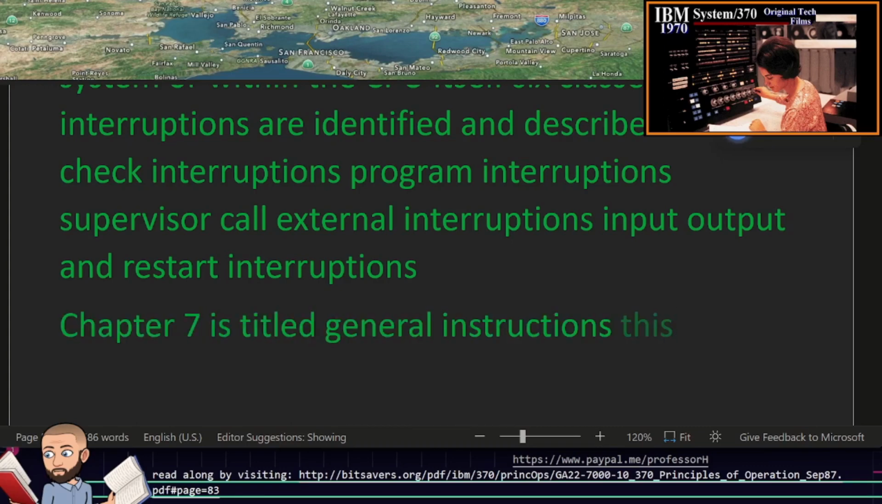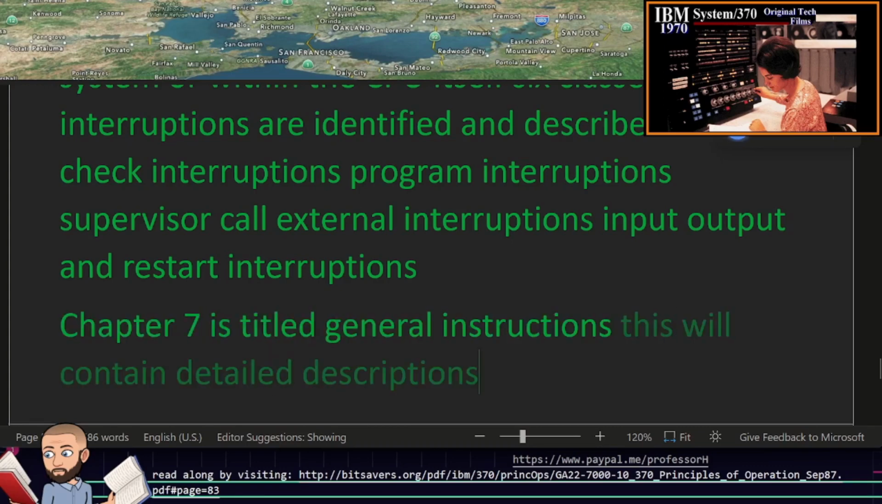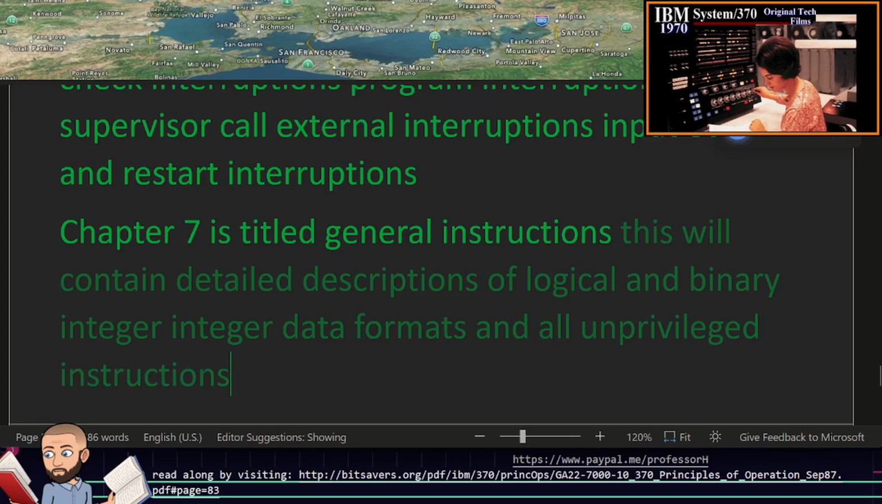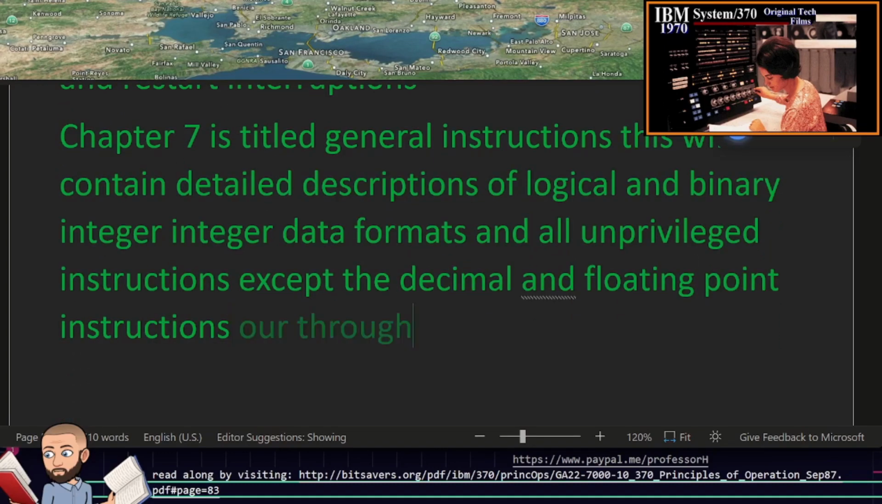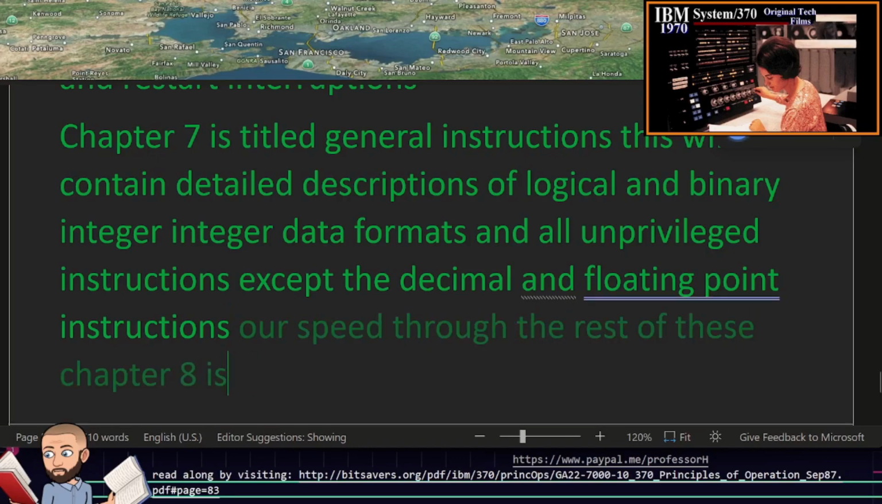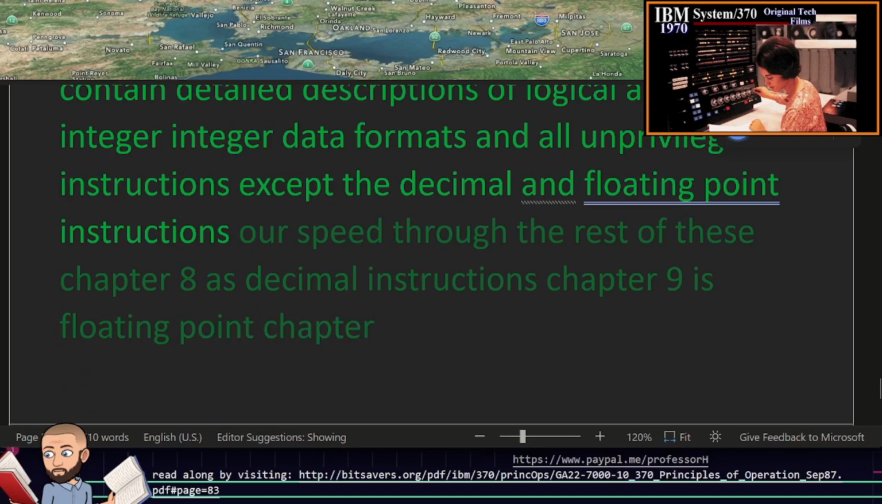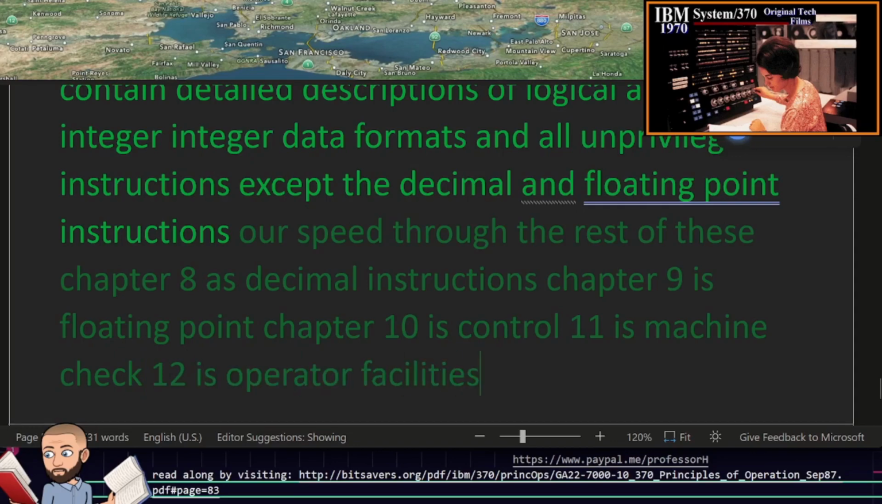Chapter 7 is titled General Instructions. This will contain detailed descriptions of logical and binary integer data formats and all unprivileged instructions except the decimal and floating point instructions. I'll speed through the rest of these. Chapter 8 is decimal instructions. Chapter 9 is floating point. Chapter 10 is control. 11 is machine check. 12 is operator facilities. And 13 is input-output operations.